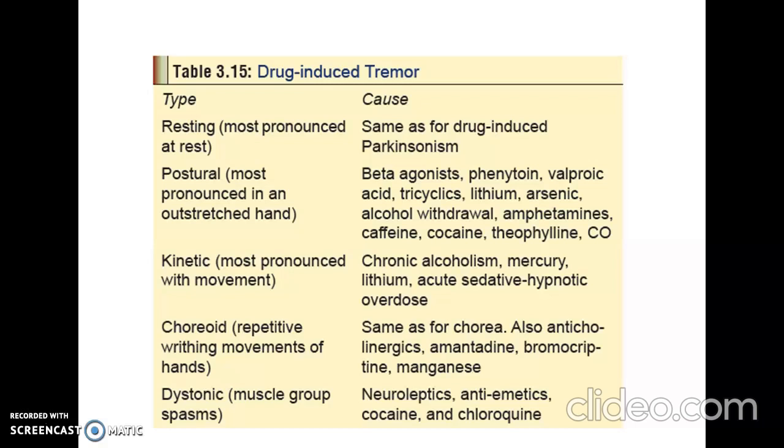When kinetic tremors can be observed, most pronounced with movements, like chronic alcoholism, mercury, lithium, acute sedative, hypnotic, and even overdoses. Then choreiform tremor, like a repetitive writhing movement of the hands, can be observed, same as for chorea. Also anticholinergics, amphetamine, bromocriptine and manganese. Then dystonic tremors can be observed, where a muscle group may undergo spastic condition; drugs like neuroleptics, antiemetics, cocaine and chloroquine can cause these tremors.